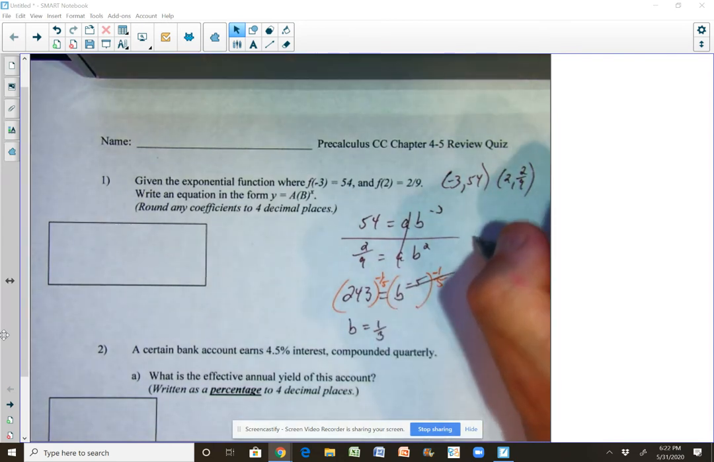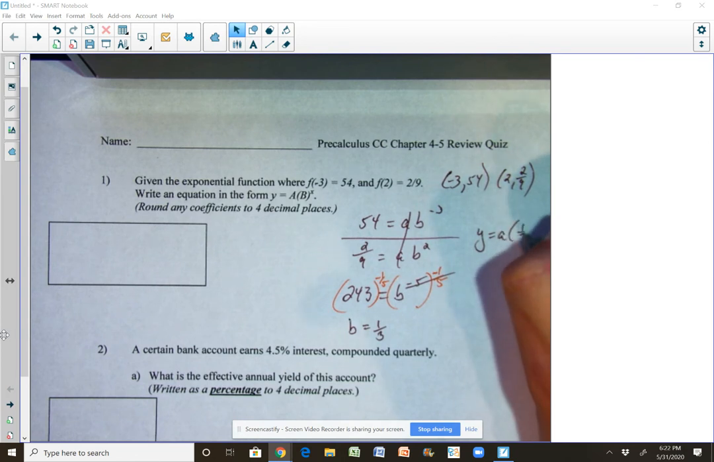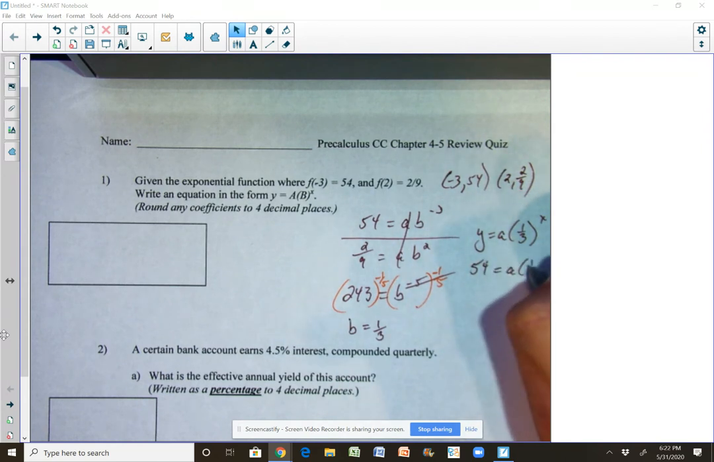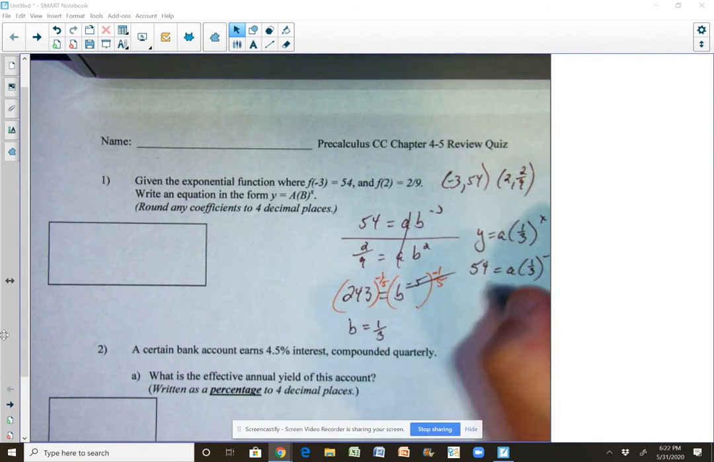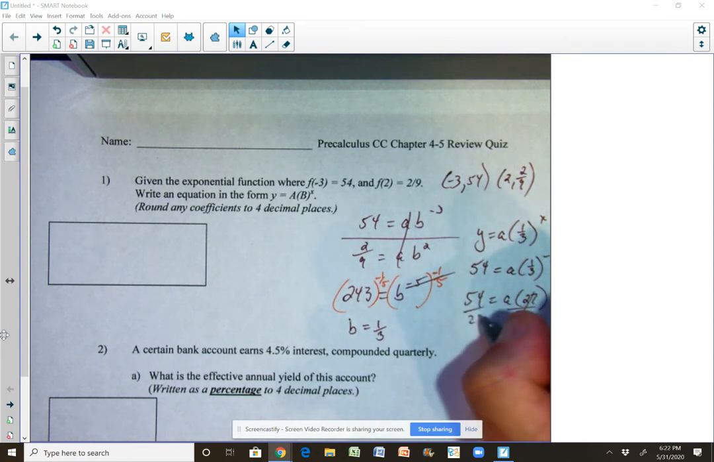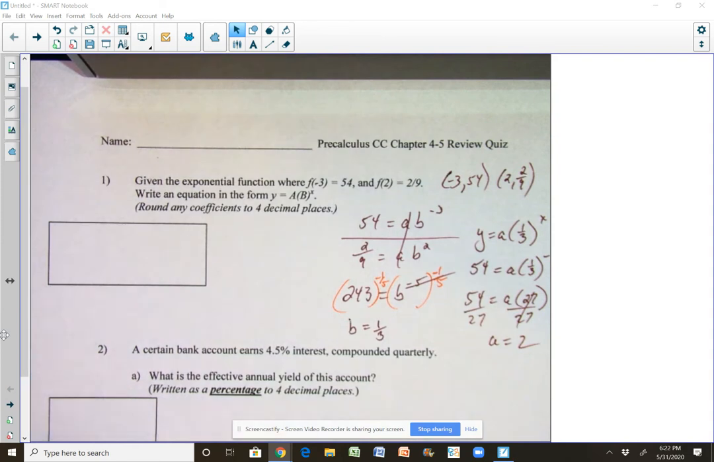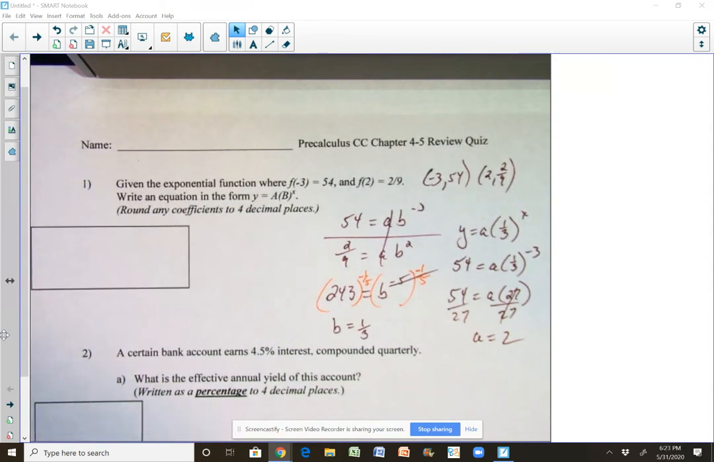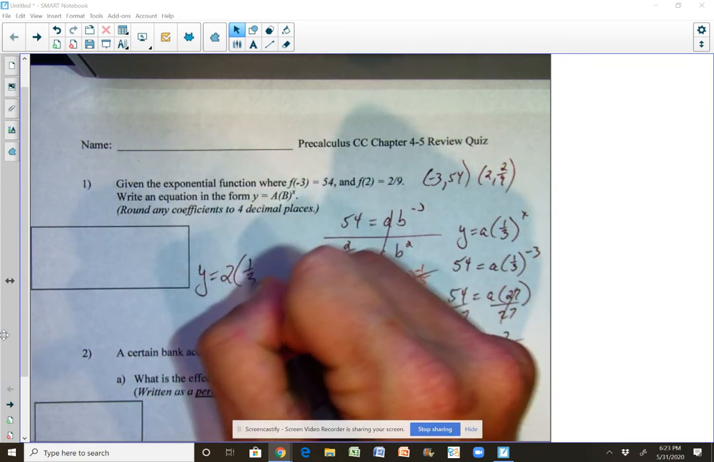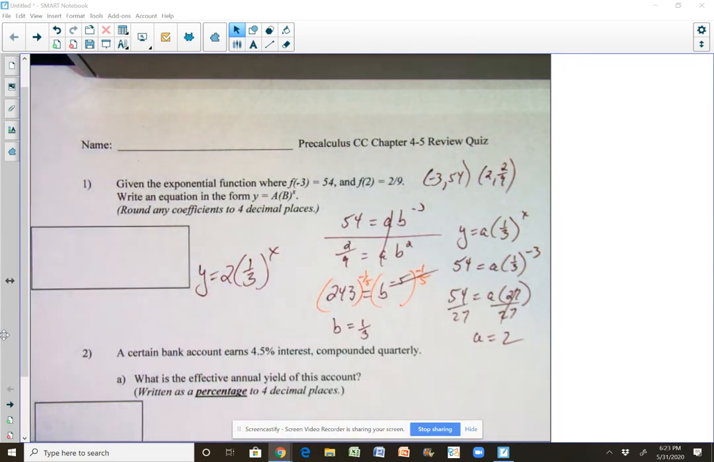Now we can use that to substitute back in. So y equals a times 1/3 to the x, and we can take any coordinate and plug this back in. I'm going to use the integer value ones. 54 equals a times 1/3 to the -3. That comes out to be 54 equals a times, this is 27. And if you divide by 27, you get a turns out to be 2. So because of that, we now have our final equation, y equals a, that's 2 times b to the x. 2 times 1/3 to the x.